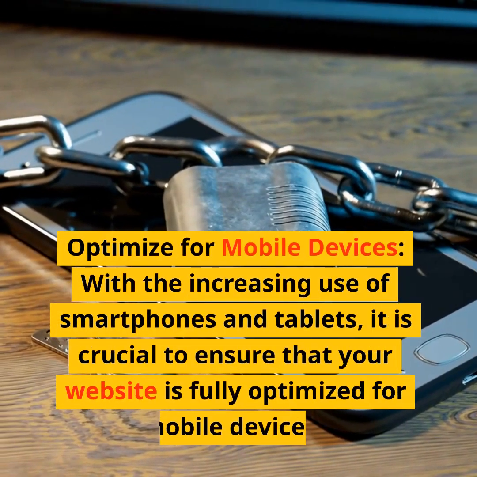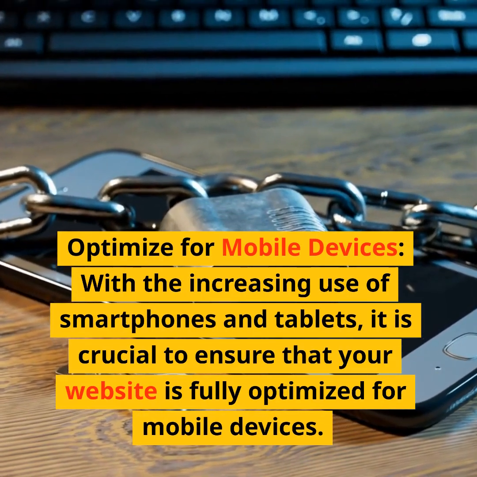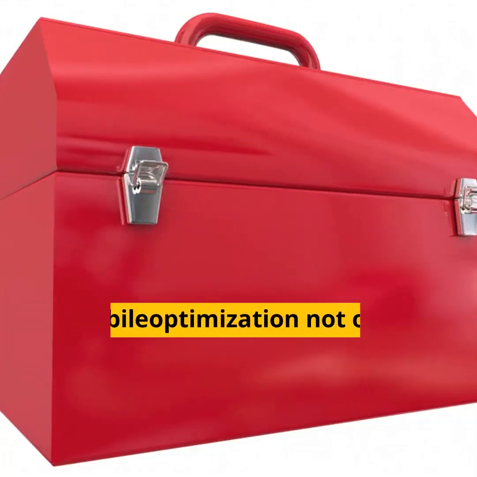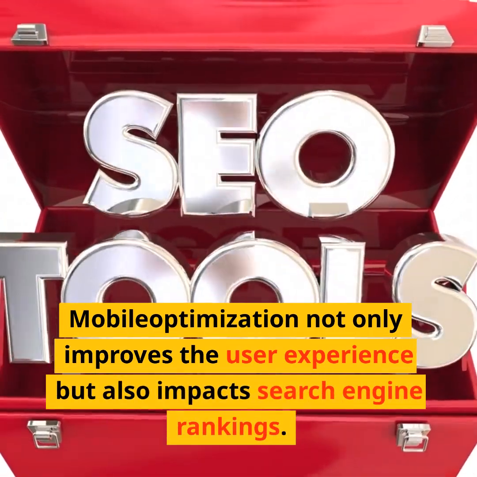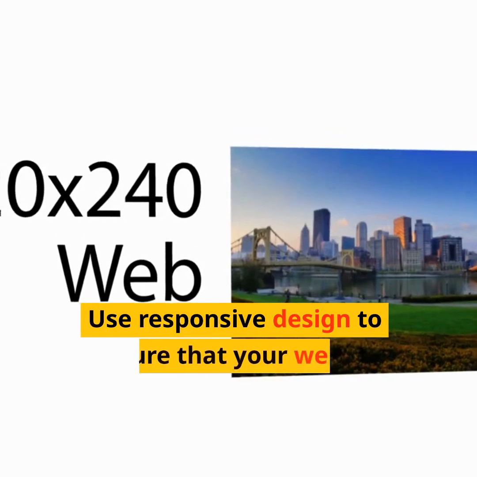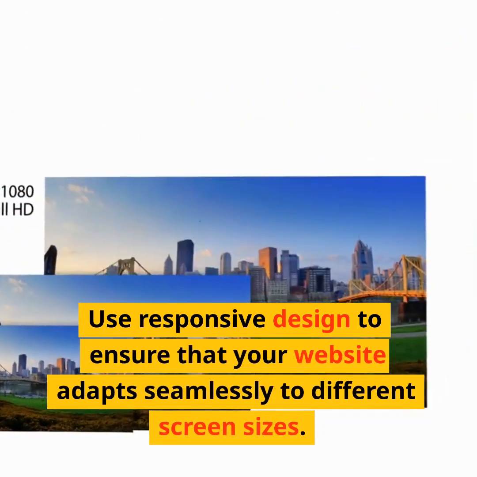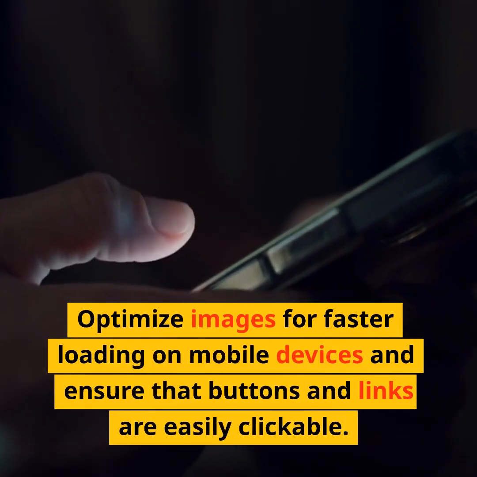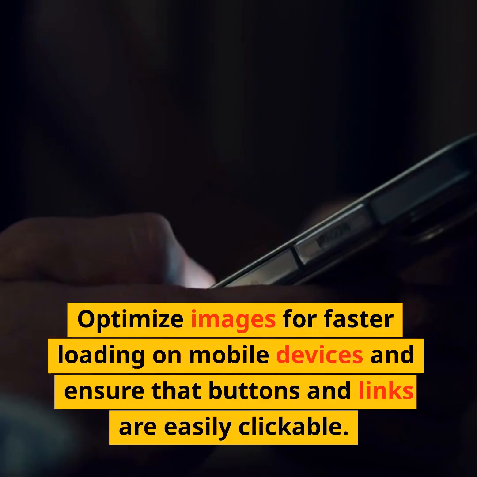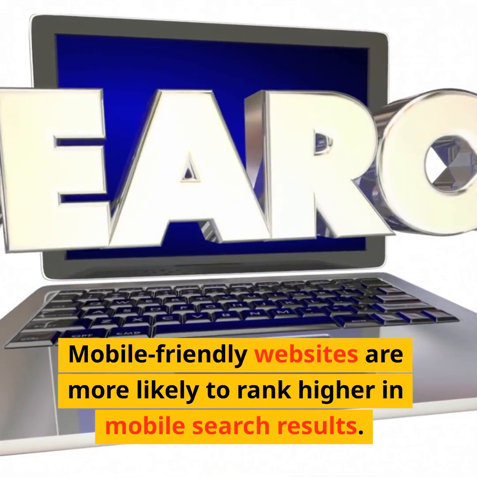Optimize for mobile devices. With the increasing use of smartphones and tablets, it is crucial to ensure that your website is fully optimized for mobile devices. Mobile optimization not only improves the user experience but also impacts search engine rankings. Use responsive design to ensure that your website adapts seamlessly to different screen sizes. Optimize images for faster loading on mobile devices and ensure that buttons and links are easily clickable. Mobile-friendly websites are more likely to rank higher in mobile search results.